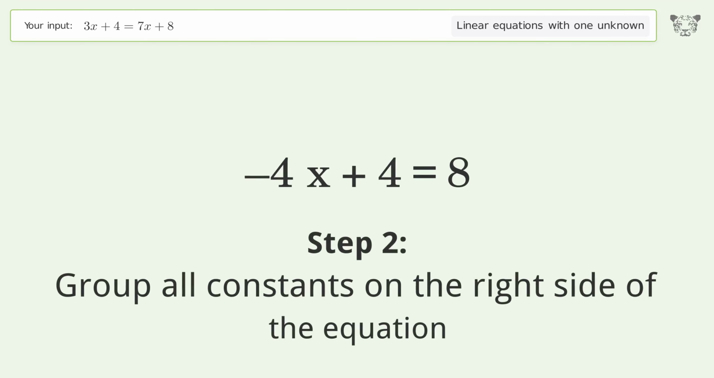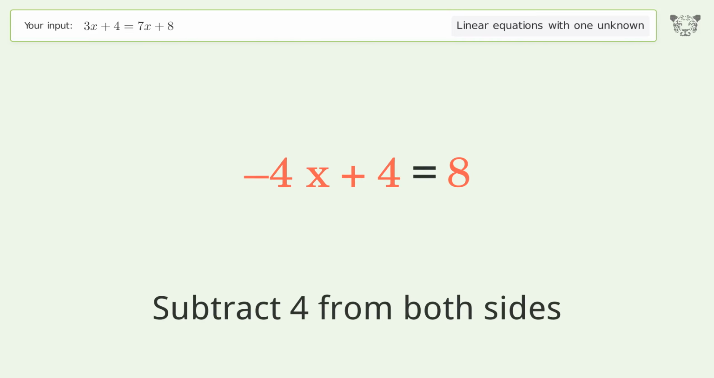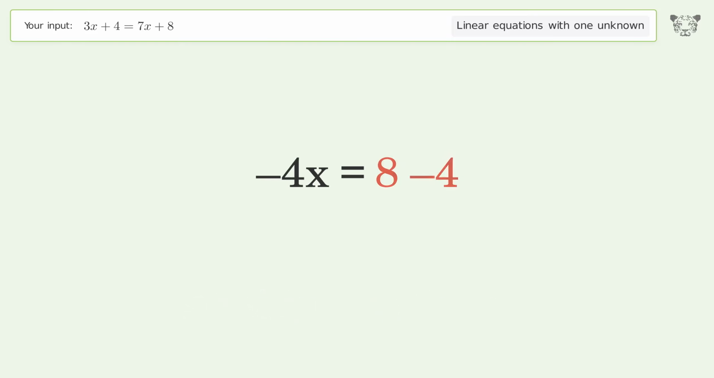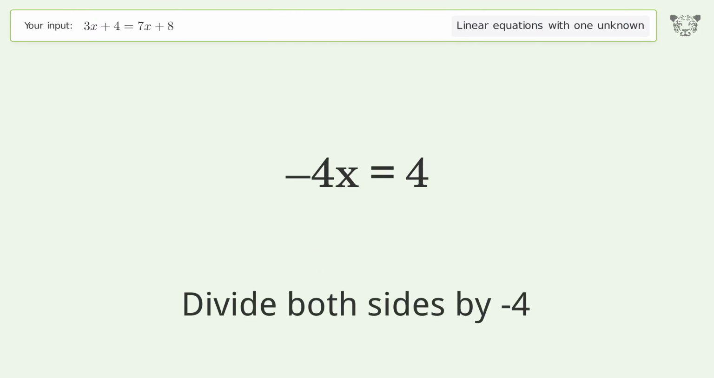Group all constants on the right side of the equation. Subtract 4 from both sides. Simplify the arithmetic. Isolate the x. Divide both sides by -4.